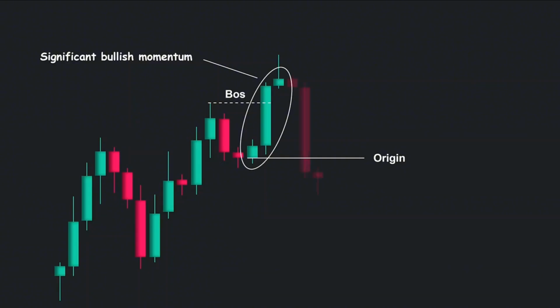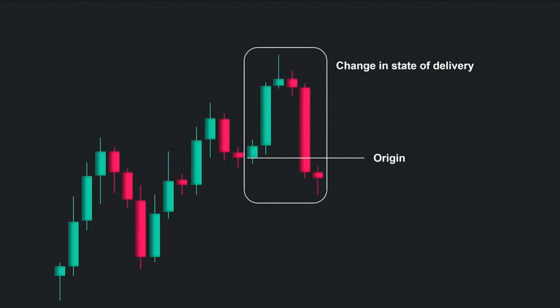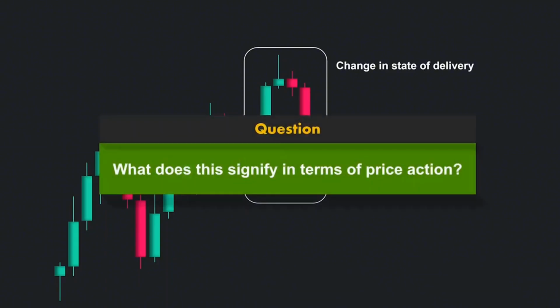However, if the price suddenly drops and closes below the demand area, showing a sudden reversal of bullish momentum, this condition is known as a change in the state of delivery. So, what does this signify in terms of price action?